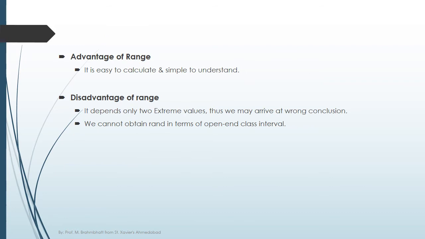Let's see the advantage of range. It is easy to calculate and simple to understand. And the disadvantage of range is that it depends only on two extreme values, the highest and the lowest value. Thus, we may arrive at the wrong conclusion. We cannot obtain the range in the case of open-ended class intervals.